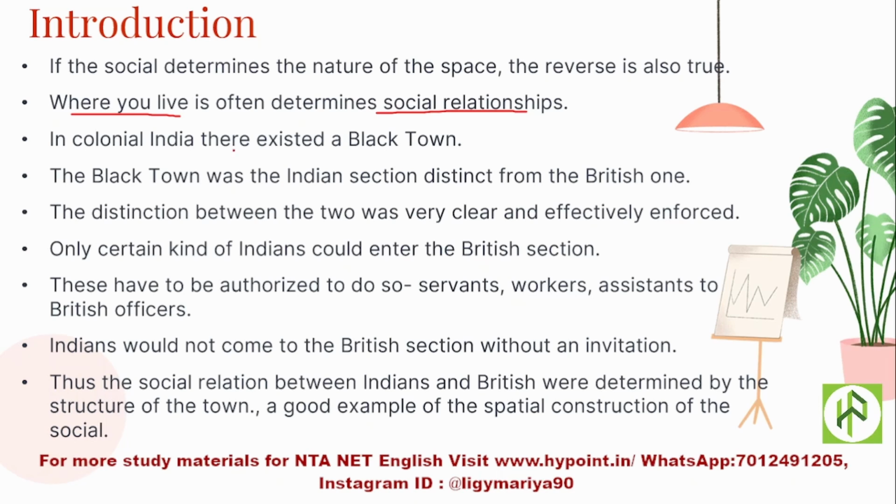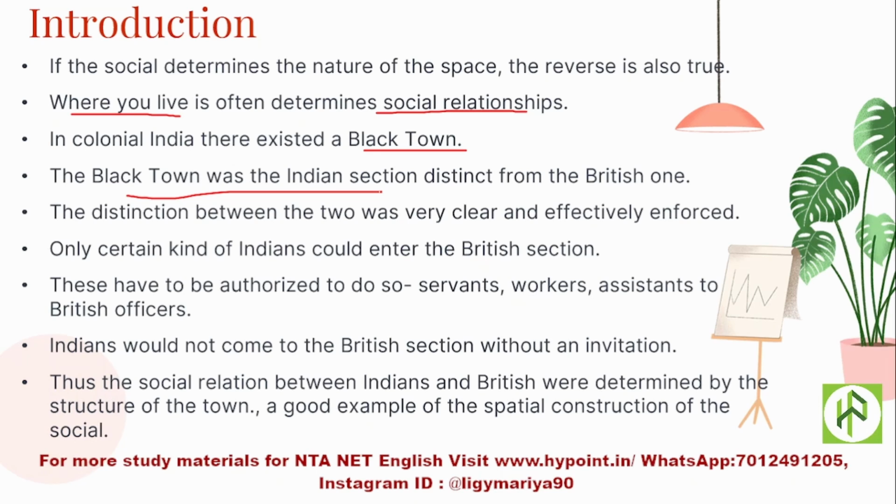In colonial India, there existed a black town. The black town was the Indian section, distinct from the British one. So black town existed in colonial India. What is that black town? Black town was the Indian section distinct from the British one. So a place where Indians lived crowded together is known as the black town. It is distinct and different from the British one.